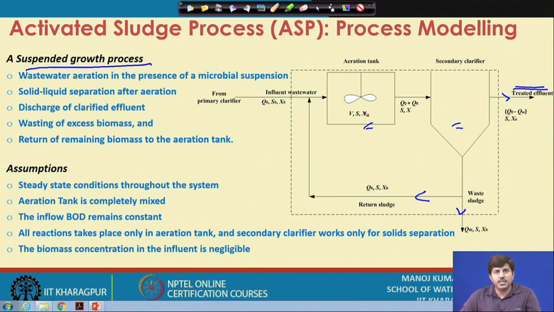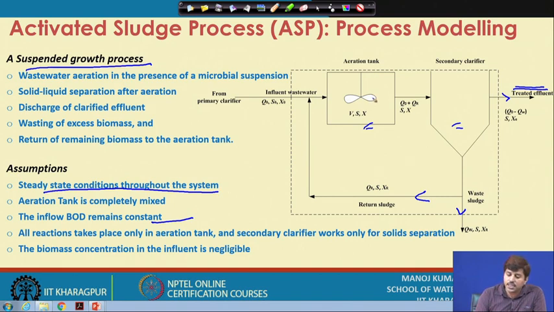For modeling or designing purposes, we take certain assumptions, and based on those only we design these systems. Those assumptions include, first, steady state conditions throughout the system, because ASP is normally operated as a continuous flow reactor. So, we assume that steady state is maintained in both the units here. Steady state means that the characteristics of the influent are not changing with time, so the influent BOD remains constant.